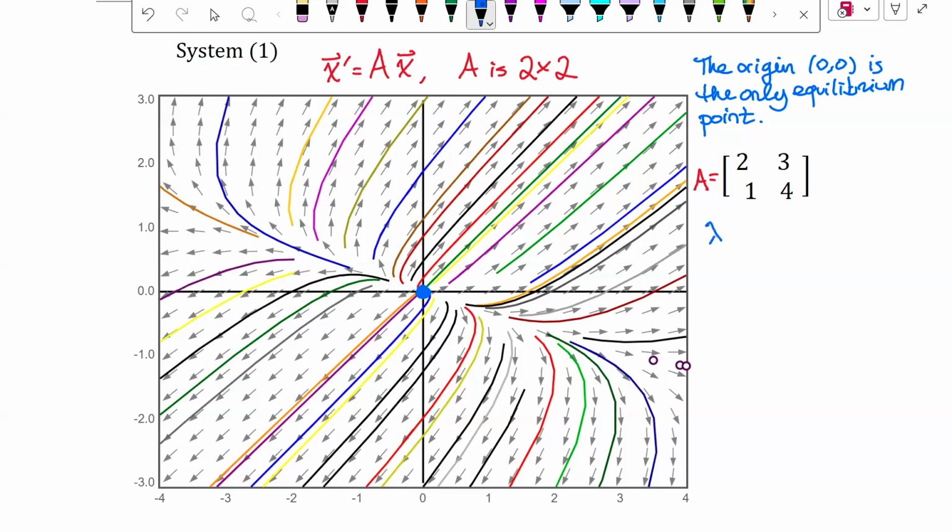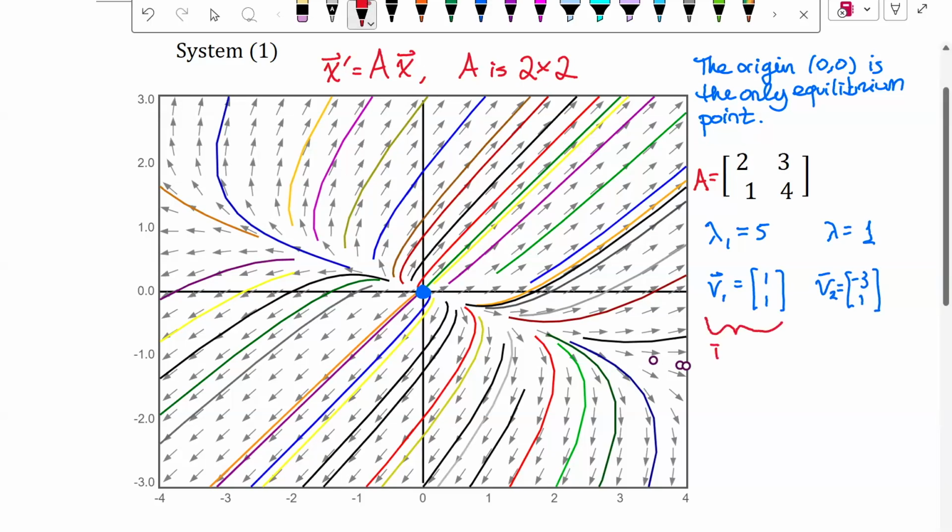In this case, our pairs are 5 with associated eigenvector (1, 1), and eigenvalue 1 with associated eigenvector (-3, 1). Which one of these is the dominant eigenvector? It's the eigenvector associated with the larger eigenvalue. Why does that matter? It matters because it's the dominant eigenvector direction in which most solutions are eventually going to move. In this case, let's plot those two eigenvectors.